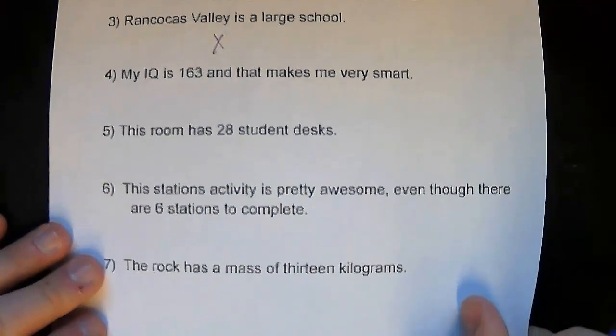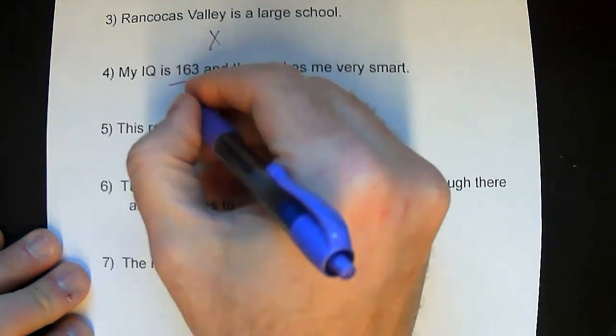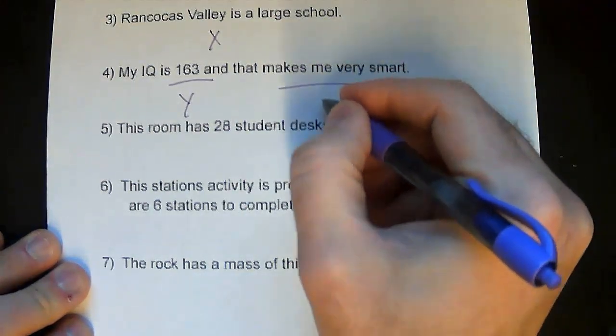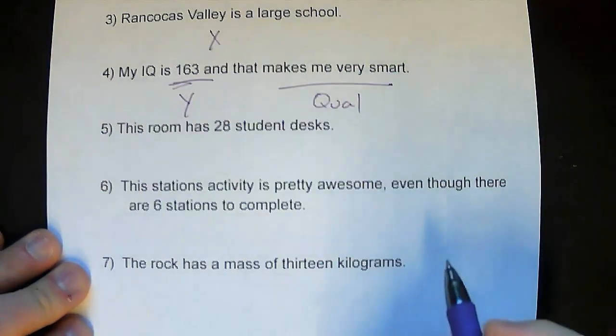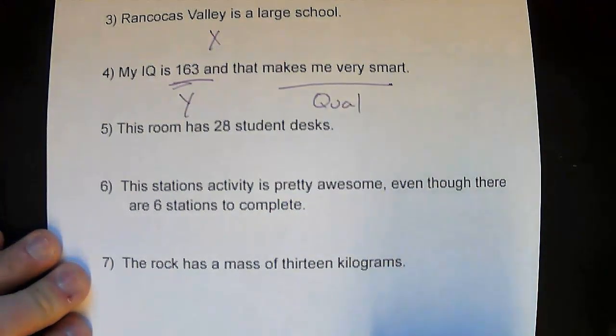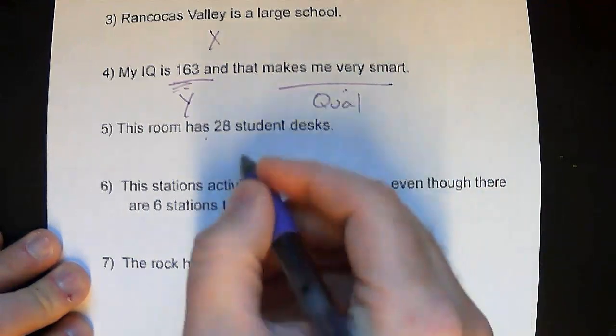Okay, and then if we look at the rest of these here, this one has a number, so that's yes. It also has descriptions that make it qualitative, but because it can be both quantitative and qualitative, this part is quantitative, this part is qualitative.